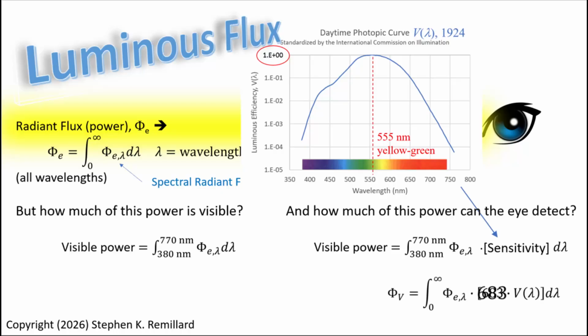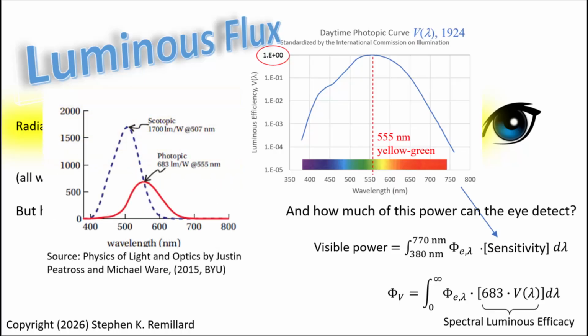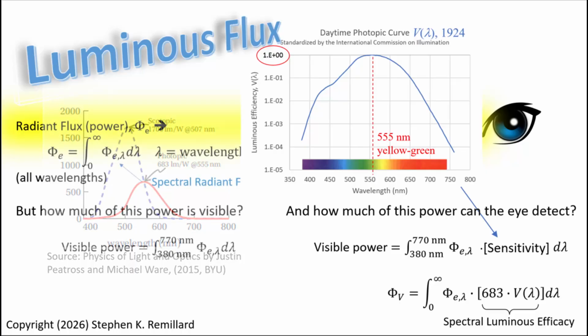683 times V(λ), referred to as the spectral luminous efficacy, is the perceived amount of light per incident watt at λ. Integrate from 0 to infinity here because any wavelength covered by the photopic curve should be included. And yes, this is called the photopic curve, proportional to the daytime sensitivity of the eye as opposed to the scotopic curve, the dark adapted sensitivity. I want to talk about vision in normal daylight here.